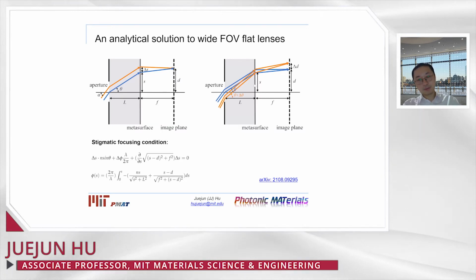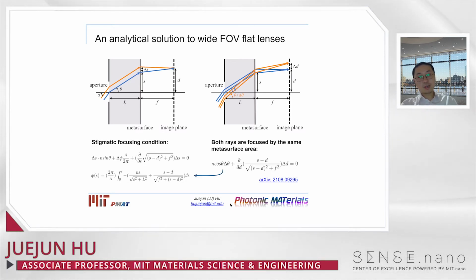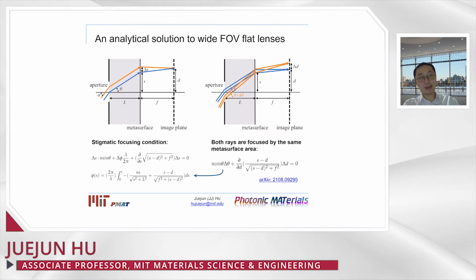Now, if you look at the second graph here, we consider now two bundles of light rays that come in at slightly different incident angles. And as a result, they will pass through the same region of the metasurface, but now they are focused at different spots on the image plane. If we consider the phase profile of the metalens, because both rays are focused at the same metasurface area, they should experience the same phase delay, provided that the angular dependence of the phase delay is negligible. This will allow us to come up with a second equation, and if we combine both equations together, then this yields an integral form of an analytical solution to enable wide field optical imaging.